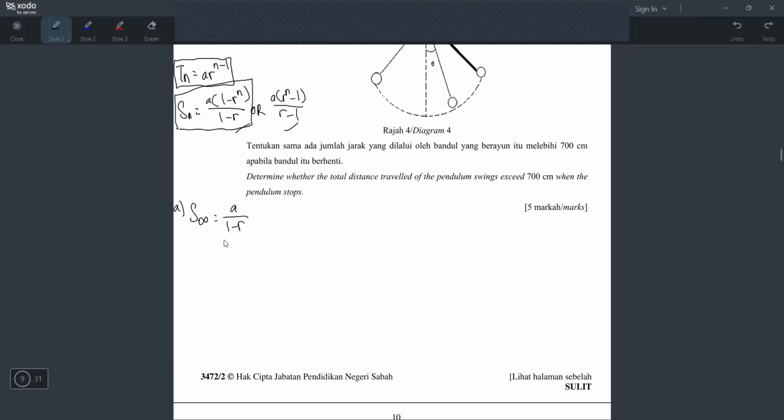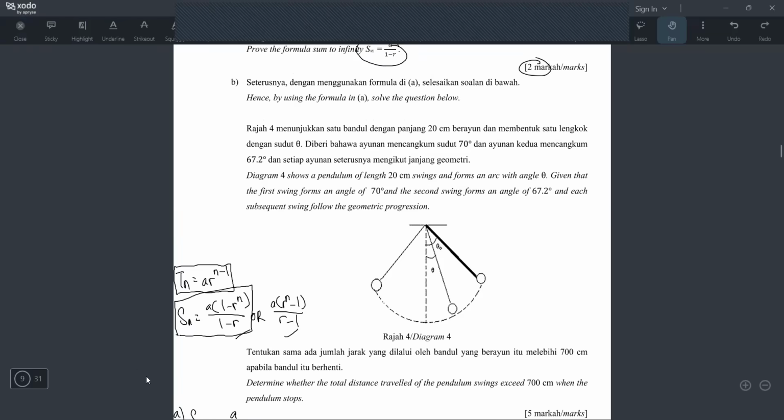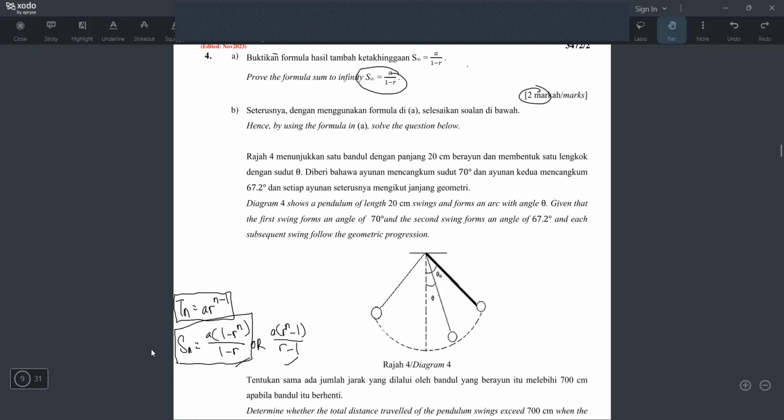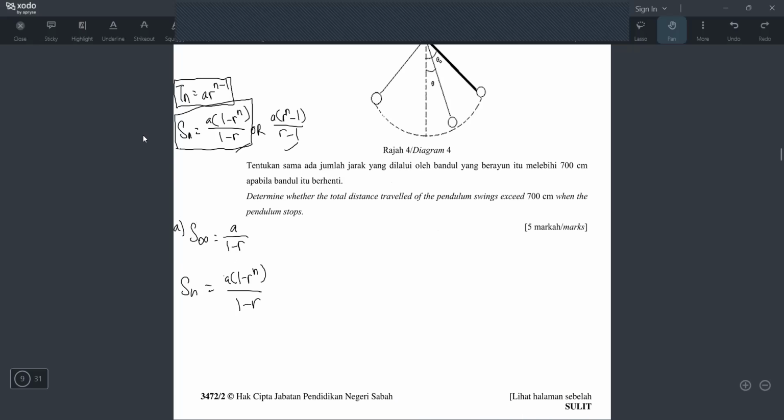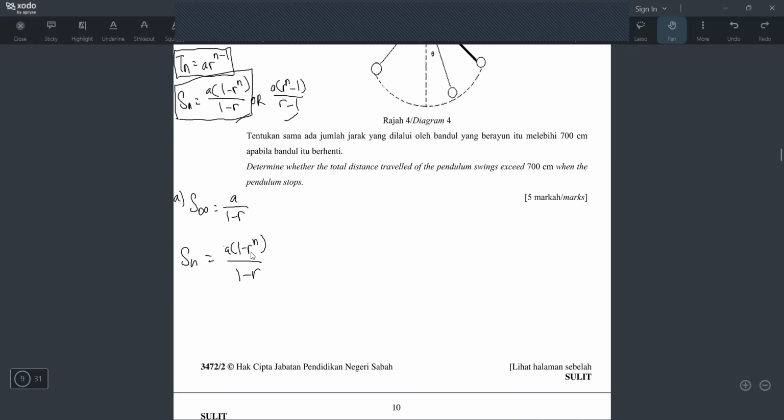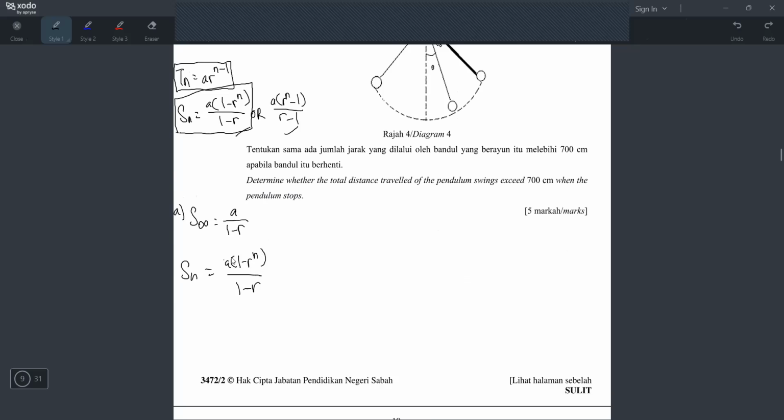It means if you want to prove the S infinity formula, you can actually prove it very fast. You can straight away take your Sn formula, A times 1 minus R power n over 1 minus R. If your R is 0 point something and your power n is infinity, this whole thing will disappear, because if your R base is 0 point something, when you power a very big number, you will get 0. And then 1 minus 0 is 1. That's why this whole thing is cut already, and you are just left with A over 1 minus R. And that's how you prove the S infinity formula.